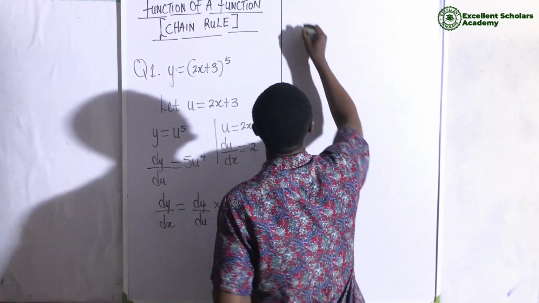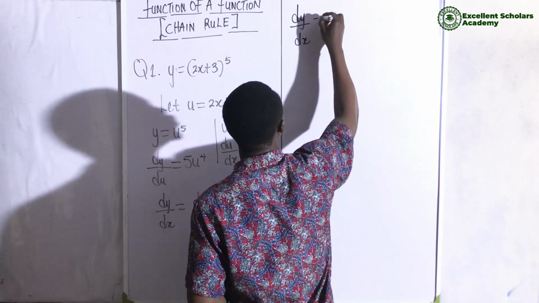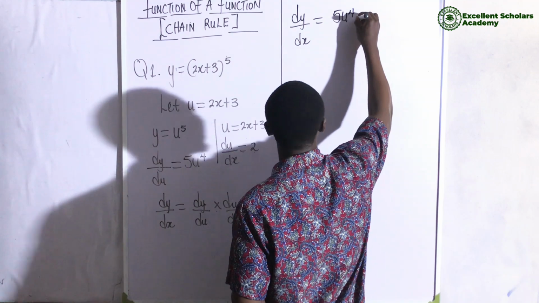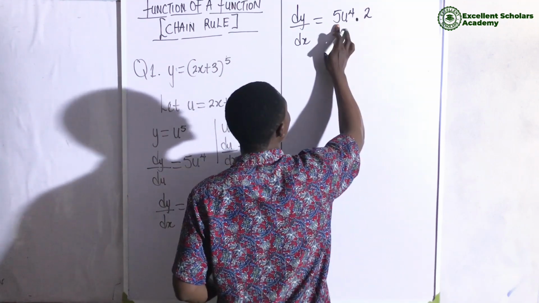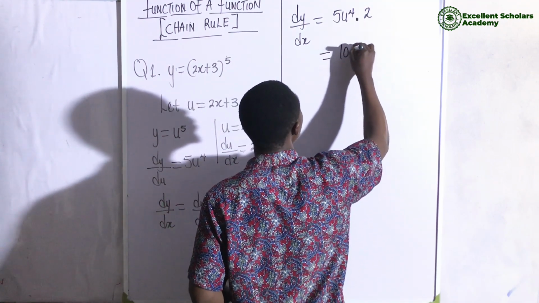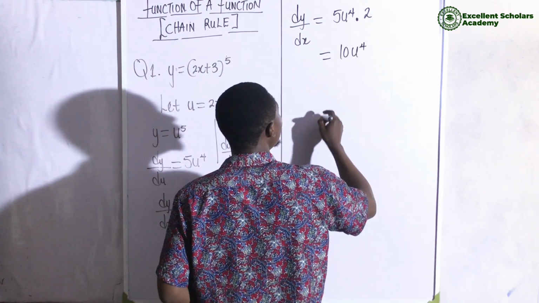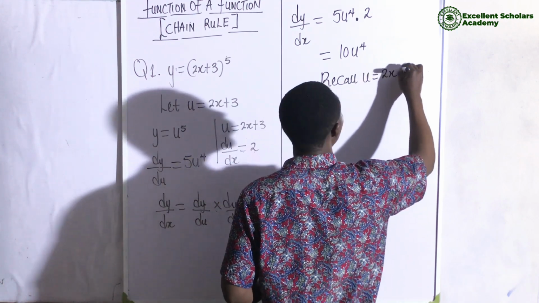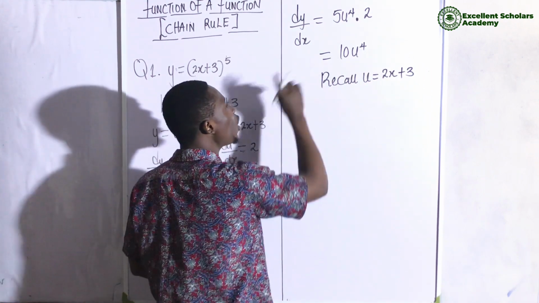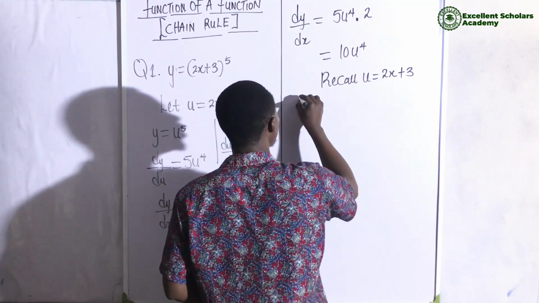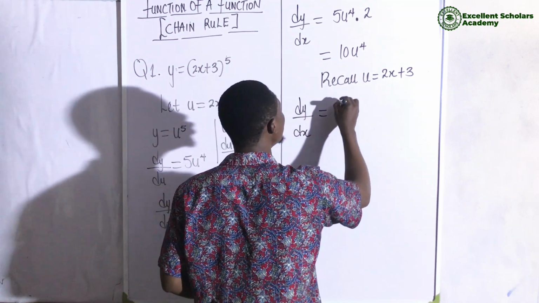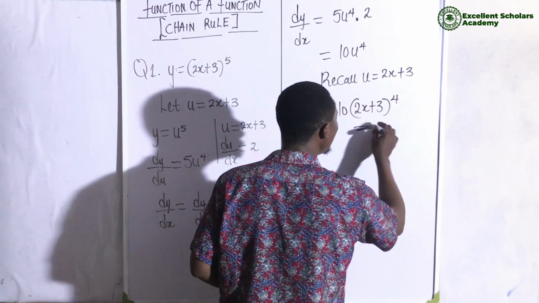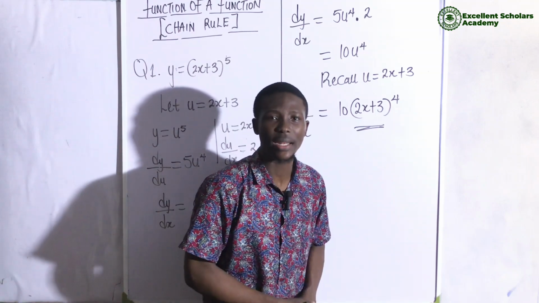So now my dy dx is going to be equal to, your dy du is 5u to the power of 4 multiplied by 2. So 2 times 5 gives you 10. So it becomes 10u to the power of 4. Now recall that your u is equal to 2x plus 3. You have to recall, because your answer cannot be like this. So finally your dy dx is going to be equal to 10 times (2x plus 3) to the power of 4. And this will be your answer. I hope you understand that clearly.